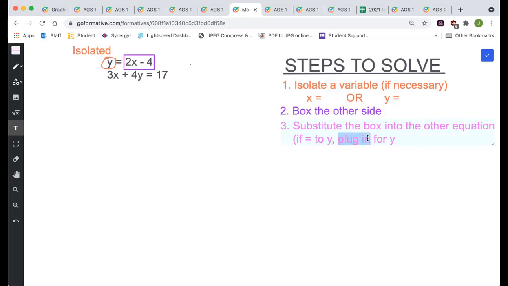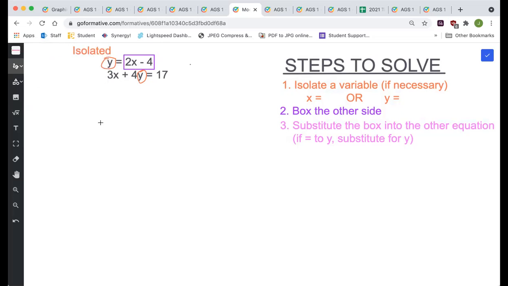Let's use substitute. And same thing, if it's equal to x, substitute in for x. But this 2x minus 4 is equal to y. Now, in a system of equations, the y's in these two equations have to be the same. So this y is equal to this y. They have the same value, just like the x in each equation. They have to have the same value. So this 2x minus 4 is equal to this y, which also means it's equal to this y.